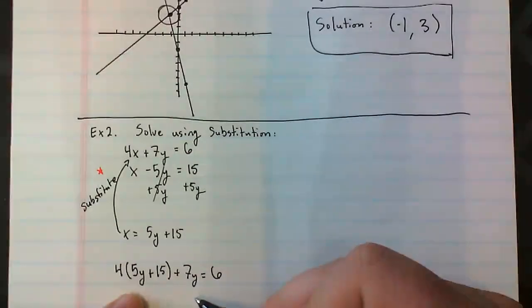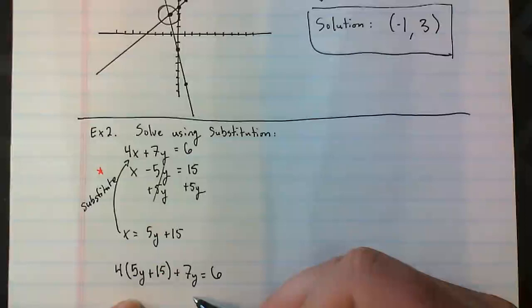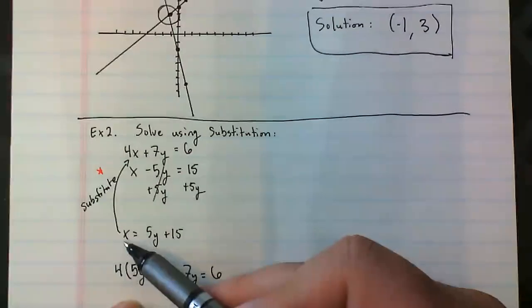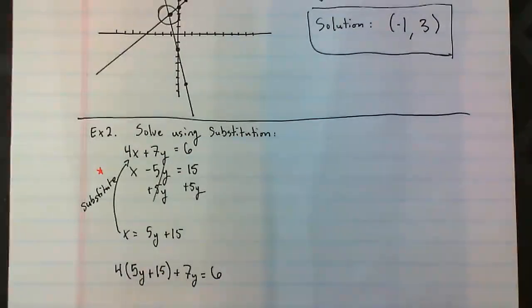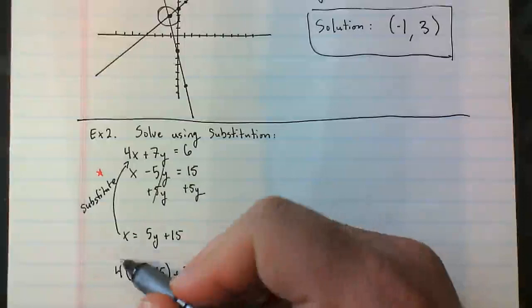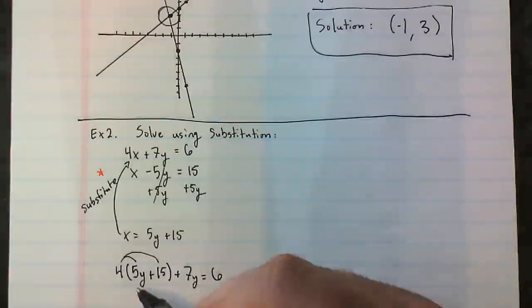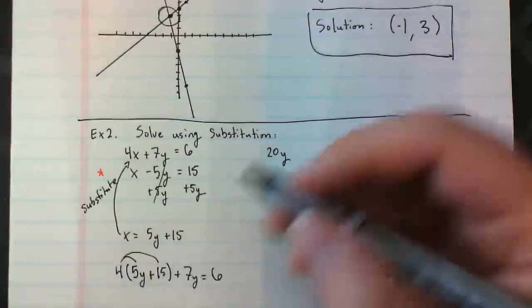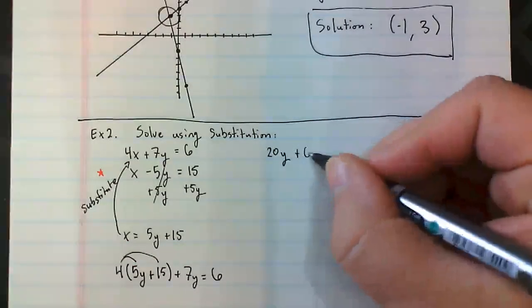I'm going to add 5y to each side and solve for x. x is now equal to 5y plus 15. Since I know that x is equal to 5y plus 15, I now can substitute it back into this equation. So substitute.